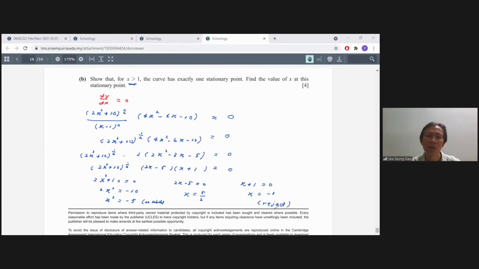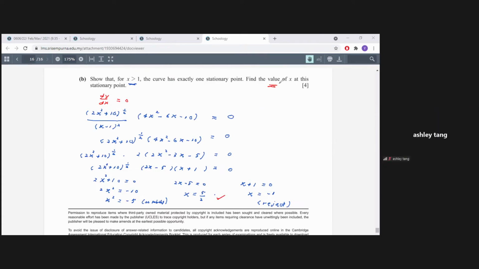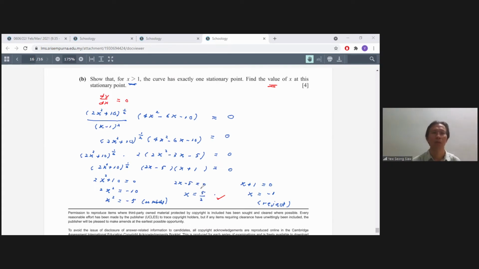So you reject that, then you only got 1. So you show the answer is only 1, and find the value. We already find the value. Value is 5 over 2. Okay, thank you, Ashley. So this is the answer, 4 marks. Show everything. Show the answer. Show only one solution. It is a stationary point.